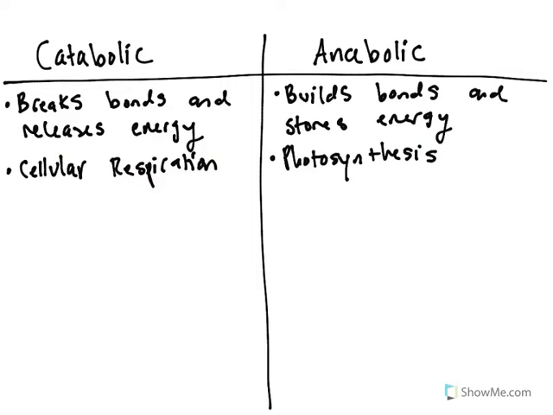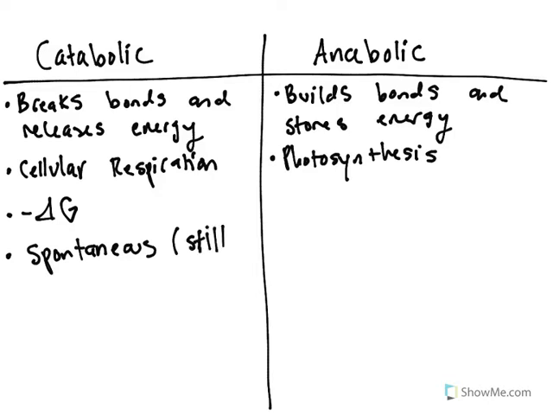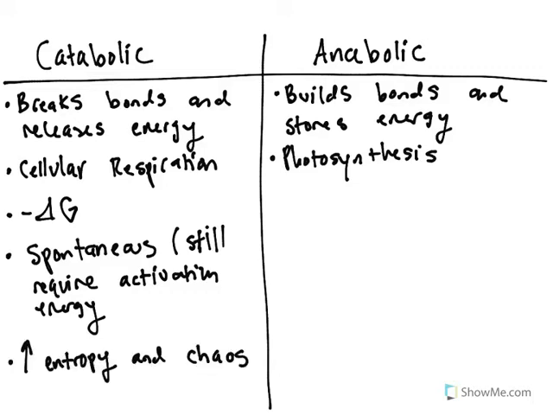So overall, I did want to revisit that chart from before, just tying in some terms. Catabolic reactions are going to break bonds and release energy. Cellular respiration is an example. They're going to have a negative delta G because the products have less energy in them than the reactants, and they're going to be more spontaneous. Okay, they still require activation energy, though. That's what I wanted to mention real quick. Still require activation energy, that's fine. Still spontaneous. And these are going to overall create an increase of entropy. They're going to favor disorder and chaos.